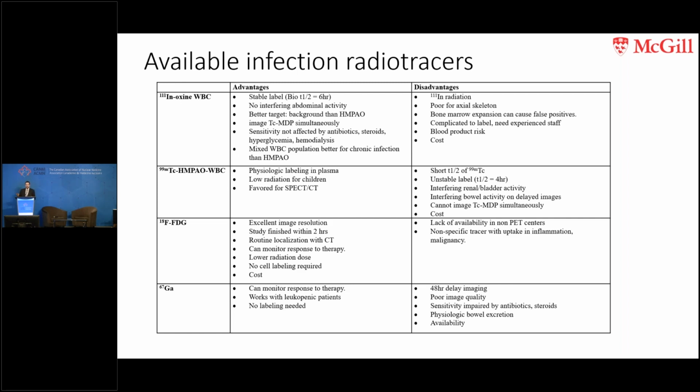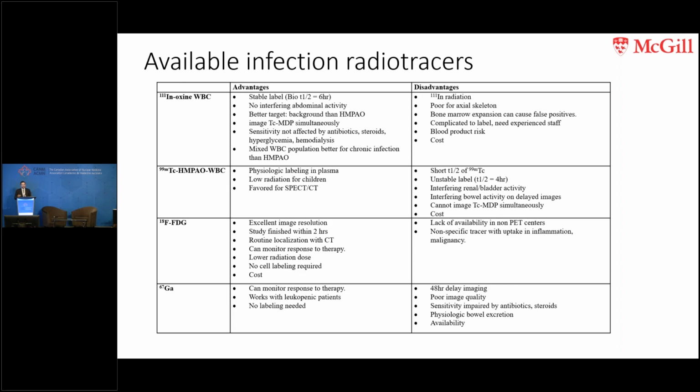So in terms of infection radio tracers, there are a variety of ones that are commonly used: white blood cells, FDG, gallium-67. Who here uses mainly white blood cells for infection imaging? Show of hands. Who uses gallium? Who uses FDG? Mainly the Quebec people. So I'm going to try to convince the rest of Canada that it's time to move on to FDG for infection imaging.